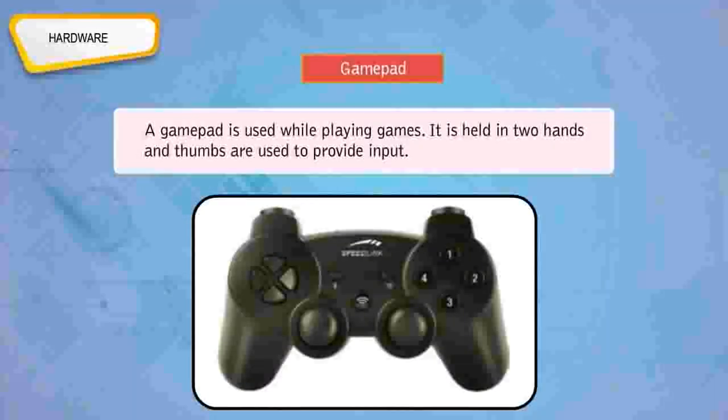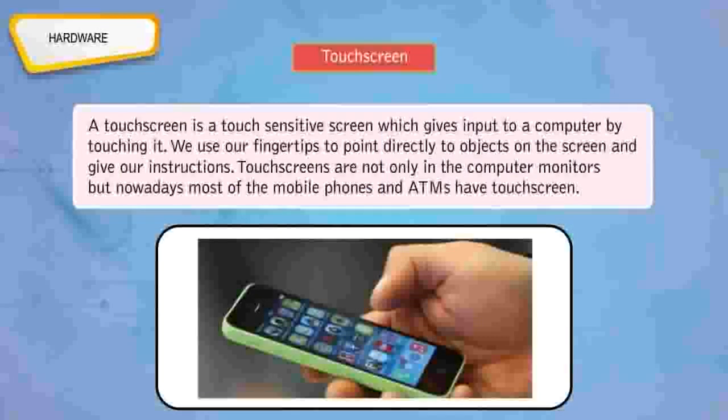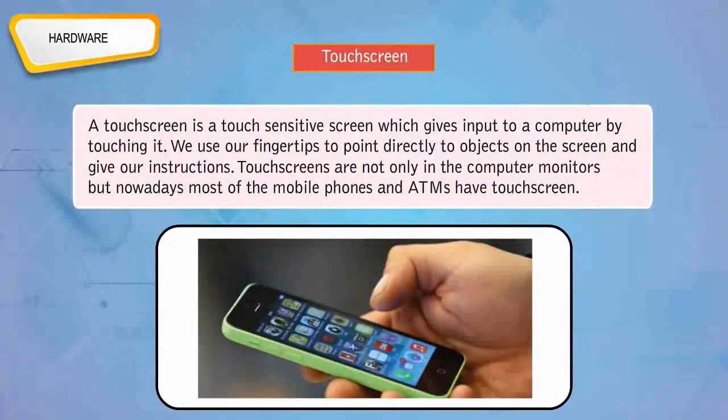Gamepad. A gamepad is used while playing games. It is held in two hands and thumbs are used to provide input. Touchscreen. A touchscreen is a touch-sensitive screen which gives input to a computer by touching it. We use our fingertips to point directly to objects on the screen and give our instructions. Touchscreens are not only in computer monitors, but nowadays most mobile phones and ATMs have touchscreens.